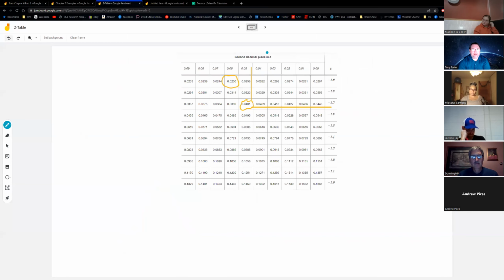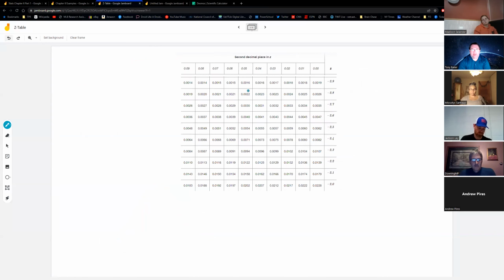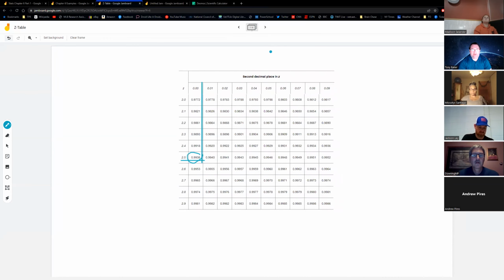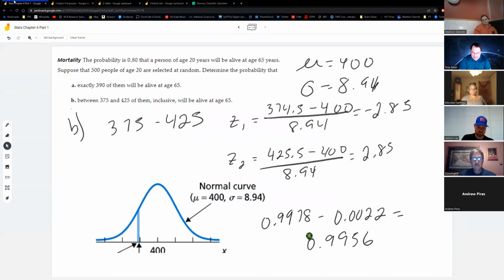So we're going to look at our Z table. We're going to do the negative 2.85. So my first one is 0.0022. And then if we go to positive 2.85, I get 0.9978. I subtract those, and I get 0.9956. So 99.56% of the people, or there's a 99.56% chance that between 375 and 425 people will be alive at age 65 out of the 500.